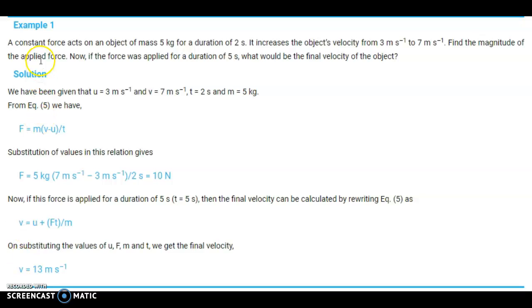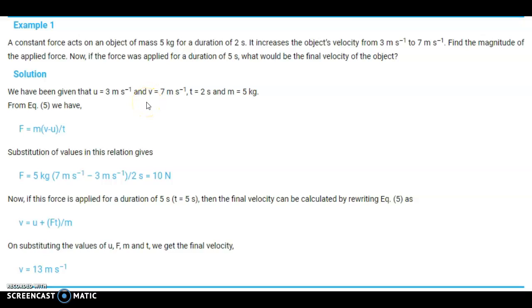So example 1: a constant force acts on an object of mass 5 kg for a duration of 2 seconds. It increases the object's velocity from 3 meters per second to 7 meters per second. Find the magnitude of the applied force. Now, if the force was applied for a duration of 5 seconds, what would be the final velocity of the object? So, what is given in this one?